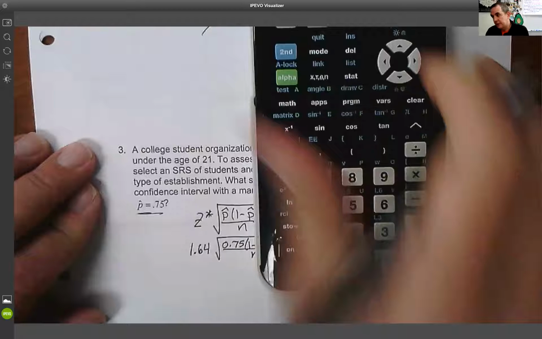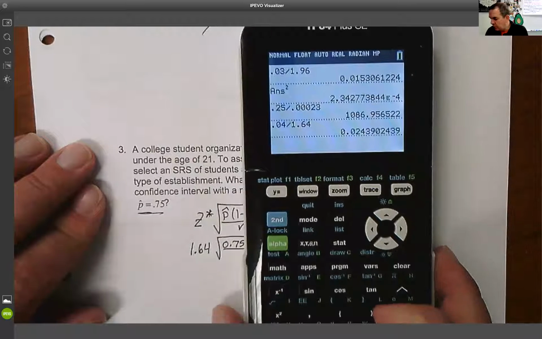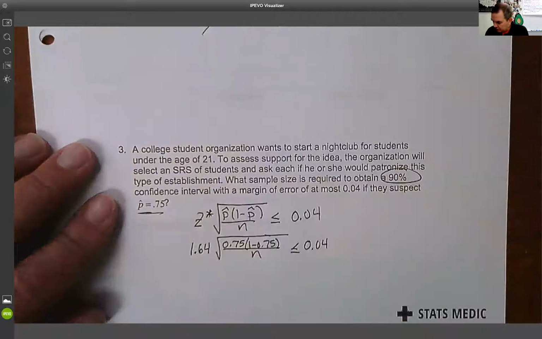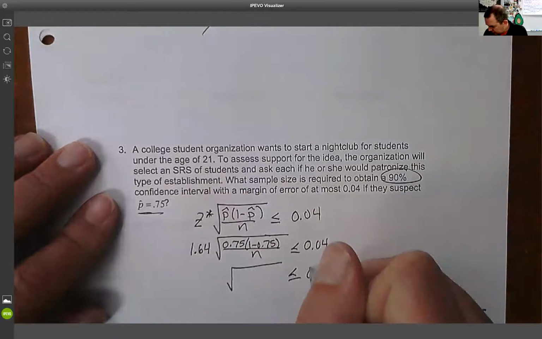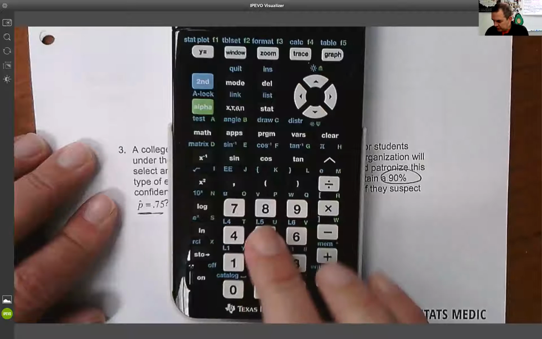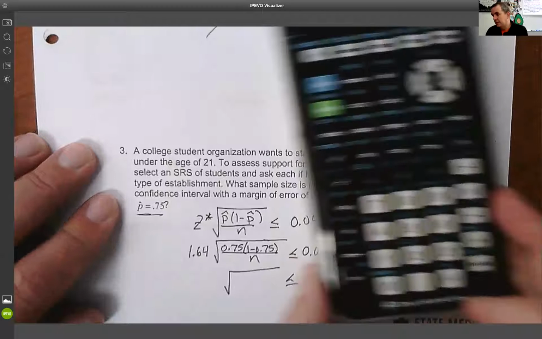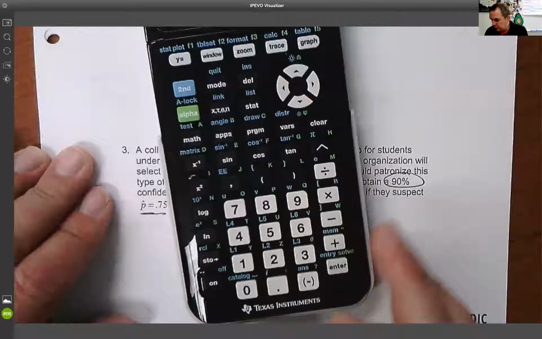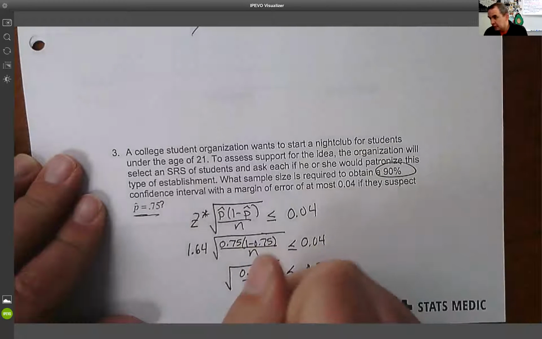And then I pick up the trusty calculator and do the work in there. I'm going to do 0.04 divided by 1.64. That gives me 0.0244, so this is less than or equal to 0.0244. I'm just going to do the quick calculation here so I know what the numerator is. I'm simplifying this up top, so 0.1875. So this becomes 0.1875 over n.